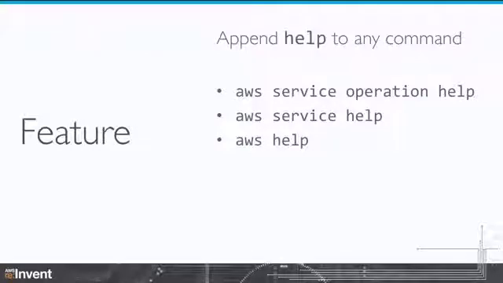And this applies to any tier of the command. So you can run aws service operation help, and that'll give you the examples we just looked at. If you run aws service help, that will give you a list of all the available operations. And if you just run aws help, it'll give you a list of all of the available services, as well as top-level commands like the configure command we just looked at.